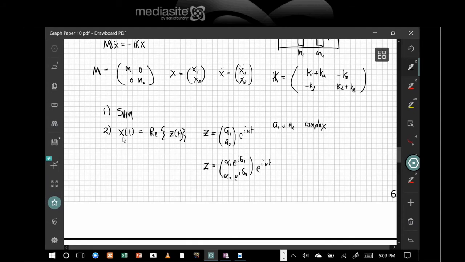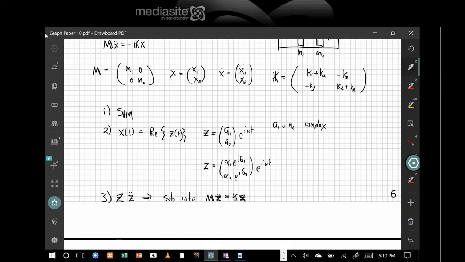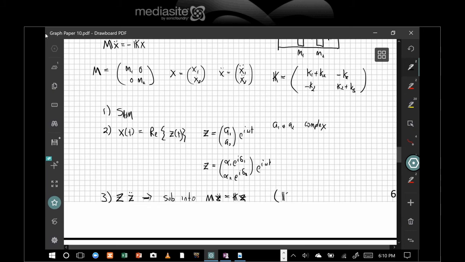Now what I'm going to do is take x and x double dot and substitute them into my equation, M x double dot equals K x. In this case, instead of writing x, let me call it z, because I'm going to work with complex numbers, which will make my life easier. So I'm going to take z and z double dot and put them into this equation, and instead of having a differential equation, I'm going to get a linear equation in the form of an eigenvalue problem. What I'm going to get in the end is something that looks like (K minus omega squared M) A equals 0. The only way that has a solution is if the determinant of this is equal to 0.